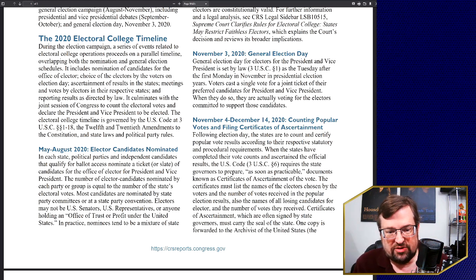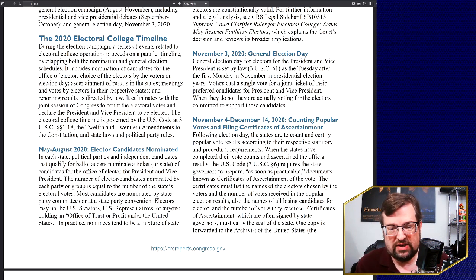So the certificates must list the names of the electors chosen by the voters and the number of votes received in the popular election results, and also the names of all losing candidates for elector and the number of votes they received. The certificate of ascertainment, often signed by state governors, must carry the seal of the state. So at that point, you say, okay, this state has voted for this slate of electors, which is associated with this particular candidate, and that's who you were really voting for on November 3rd. Now we've got these official results, and we're going to send them on.